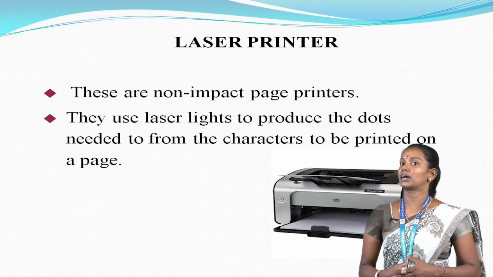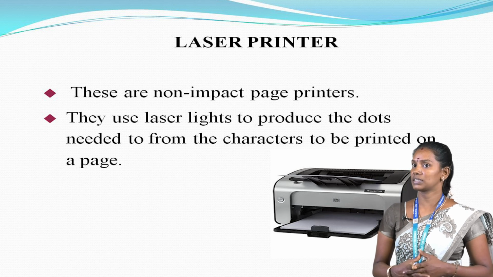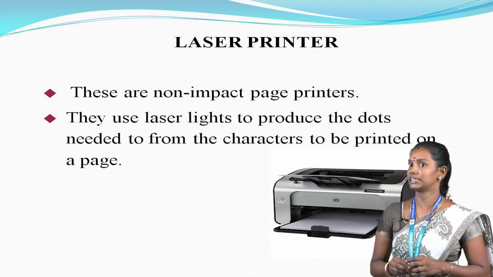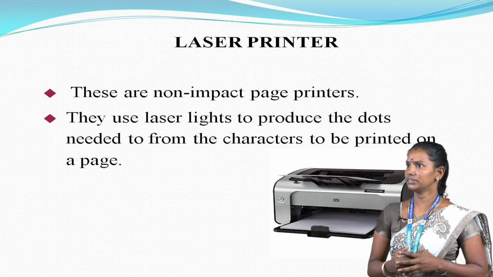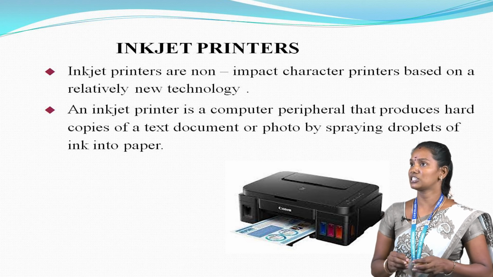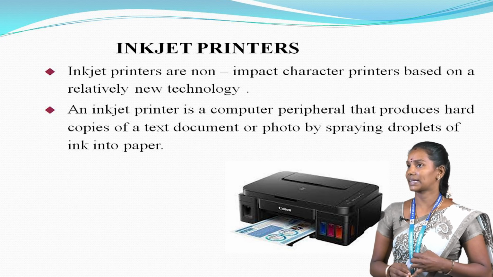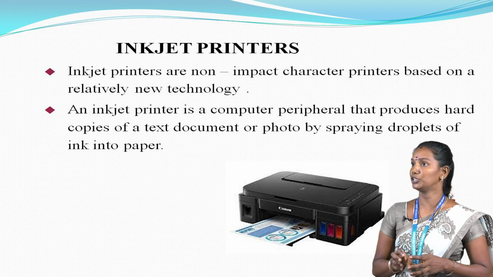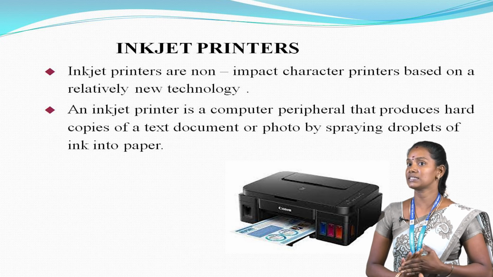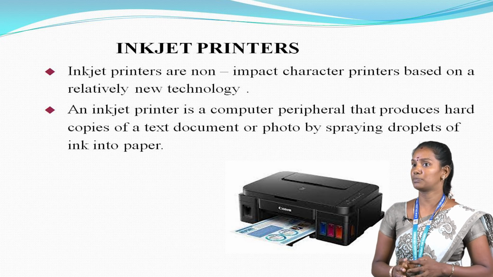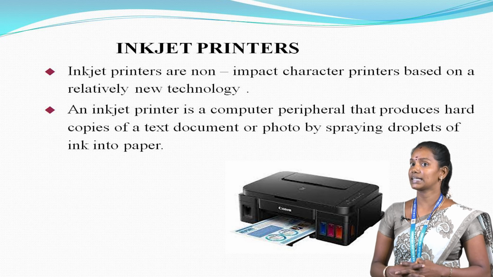Laser printers are non-impact printers. They use a laser light to produce the dots needed for the characters to be printed on a page. The next one, inkjet printers. Inkjet printers are non-impact character printers based on a relatively new technology. An inkjet printer is a computer peripheral that produces hard copies of a text document or a photo by spraying droplets of ink onto paper.